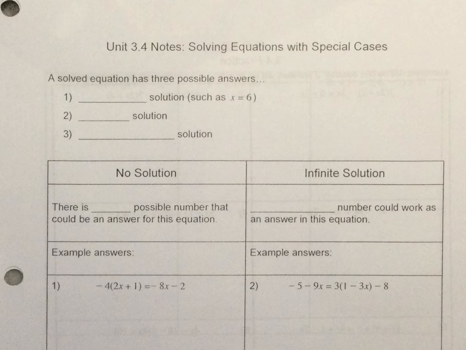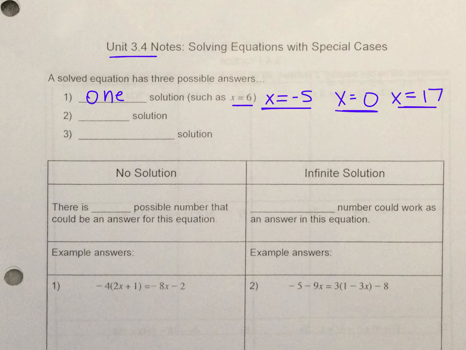Okay, these are your 3.4 notes. We've been doing these long, ugly equations with all these x's and y's and different letters in them. So when we have just a normal equation, when we get one answer, x equals 6, x equals -5, x equals 0, x equals 17, whatever x equals, that means we have one solution. X is equal to one thing.